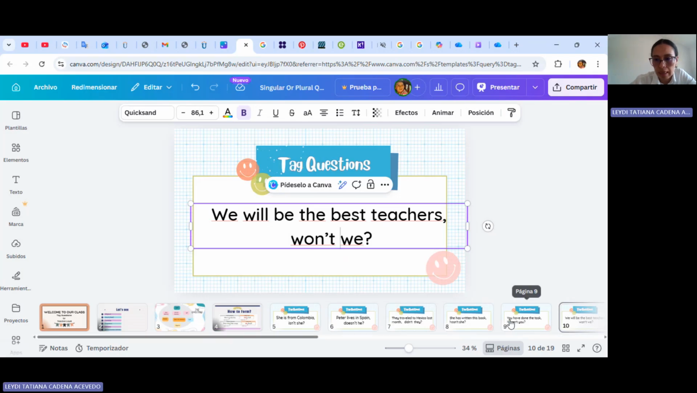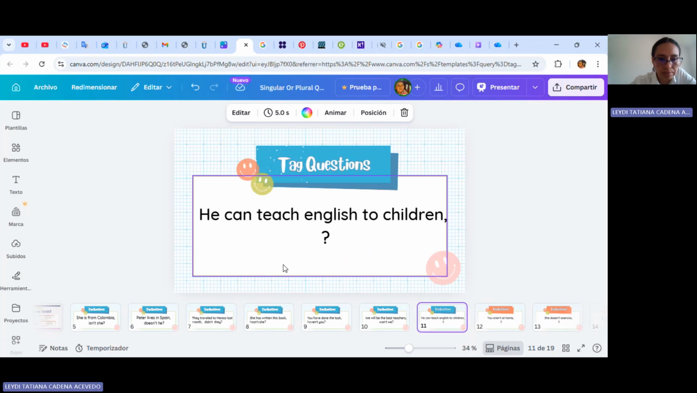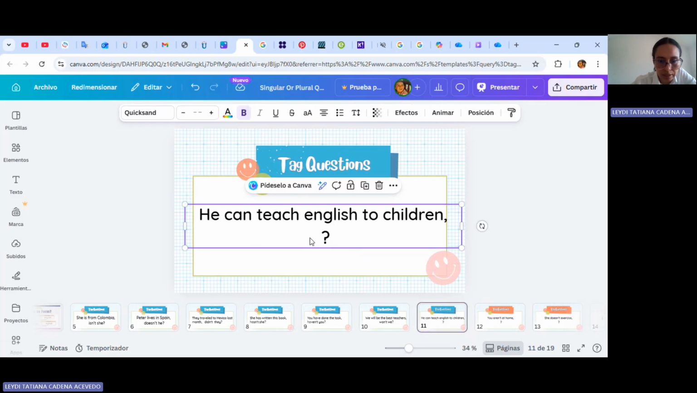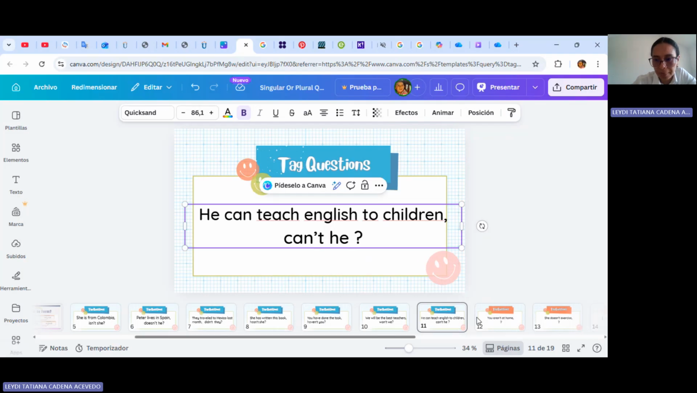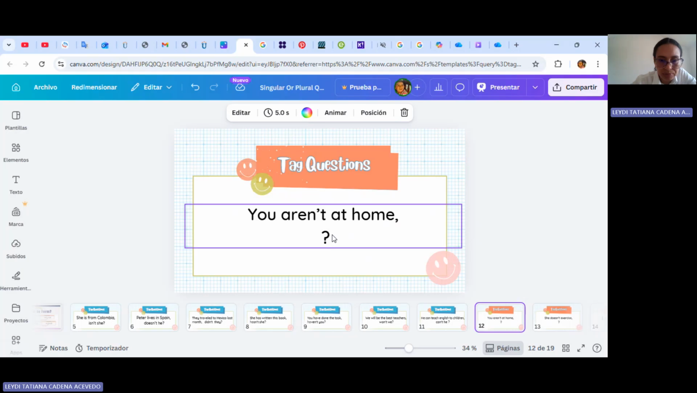Now, with modal verbs, he can teach English to children. He is the subject, it goes at the end, and can is the auxiliary, it's positive, so we change it to negative. Can't. He can teach English to children, can't he?